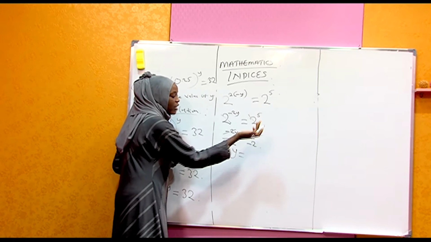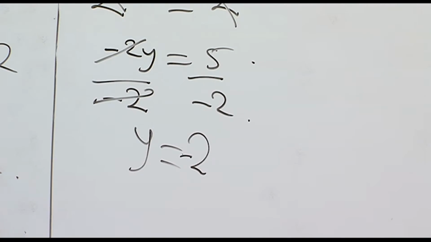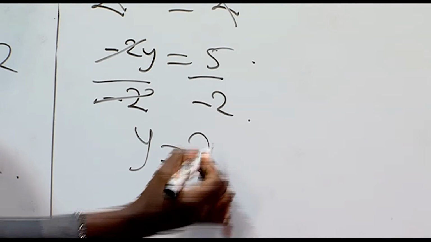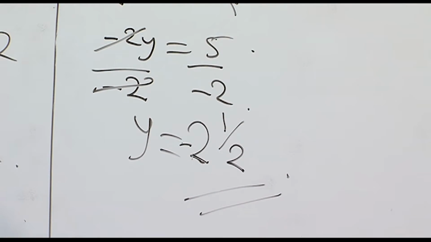Then 5 over 2 can be simplified. Don't forget your negative is there. 2 into 5 is 2, remainder 1, so 2 and 1 over 2. This gives us the value of y.